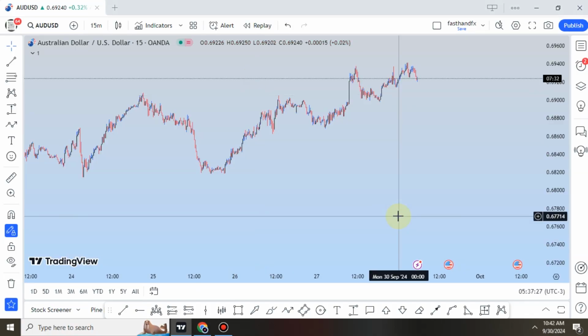Let's first break down the meaning of market structure. We all know that sometimes the market goes up, down, or even sideways. Now, if you want to identify an upward market, all you need to identify is a series of higher high, higher low, higher high, higher low. And if you want to identify a down market, just identify this series: lower low, lower high, lower low.